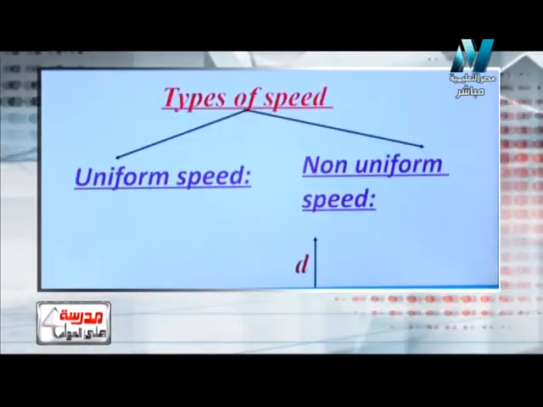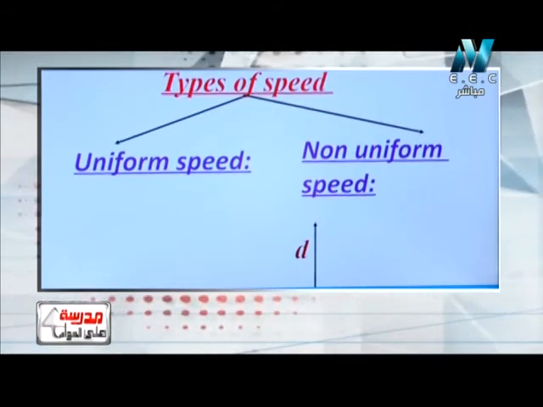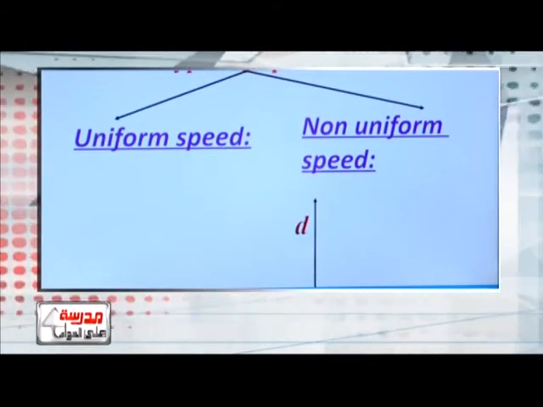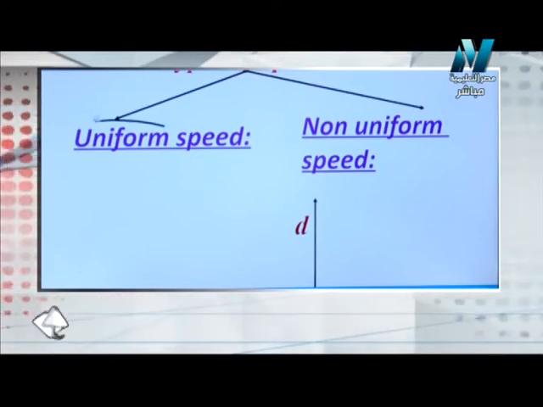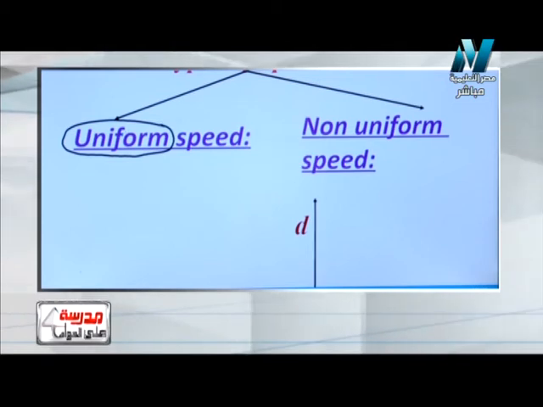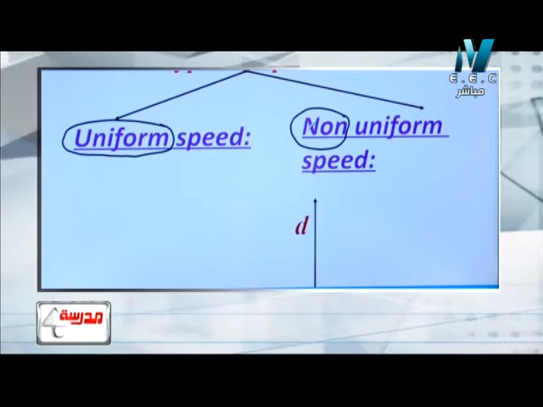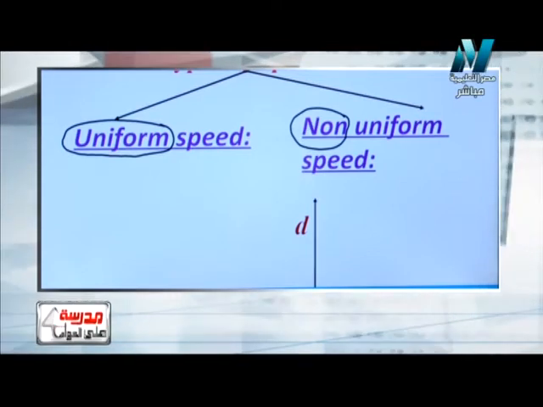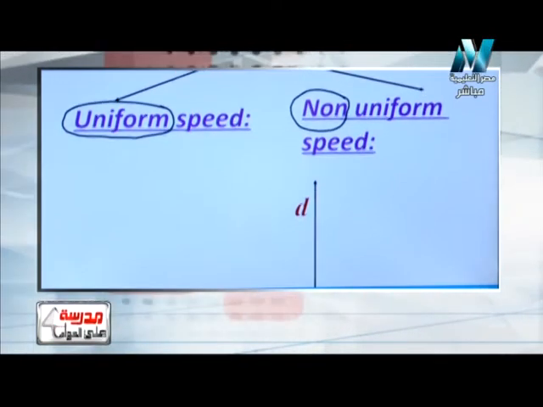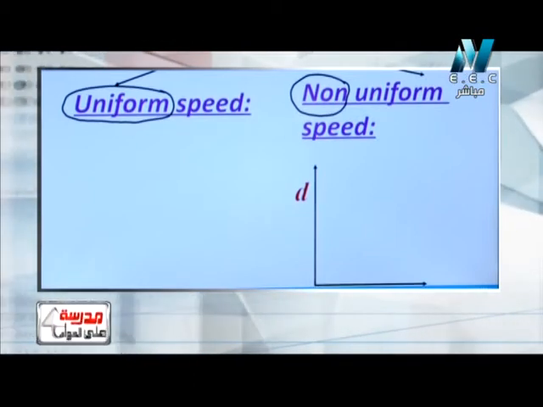As we see together, uniform and non-uniform speed. Here we have uniform speed, which means the body covered equal distances in equal periods of time, or time intervals. Here we have non-uniform speed, which means the body covered unequal distances in equal periods of time, or vice versa, the body covered equal distances in unequal periods of time.